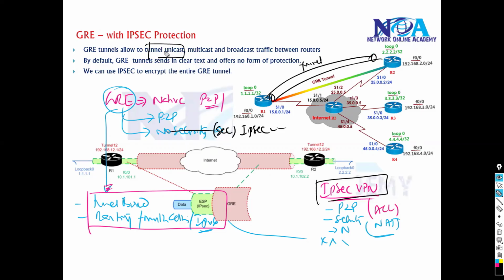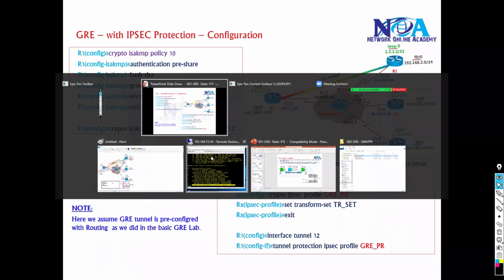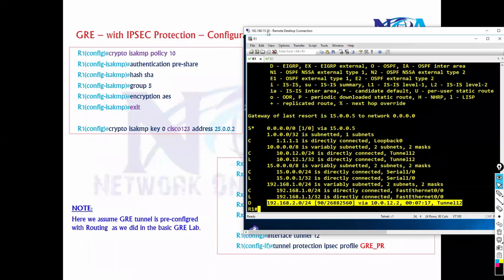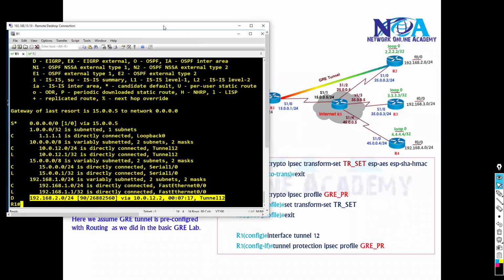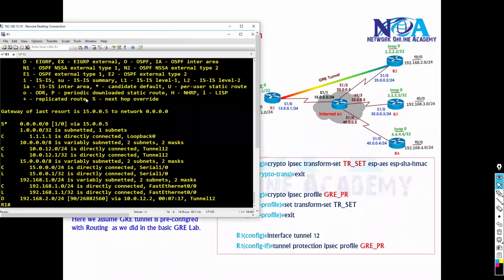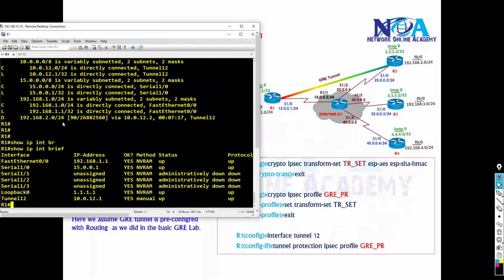The GRE tunnels allow you unicast, multicast, and broadcast traffic. But again, the drawback, as I said, is that it sends in clear text and there is no protection at all. In order to provide protection, I can apply IPsec on top of GRE. So if we look at our GRE configurations, we already have router 1 and router 2 pre-configured with GRE tunnels based on your GRE section.